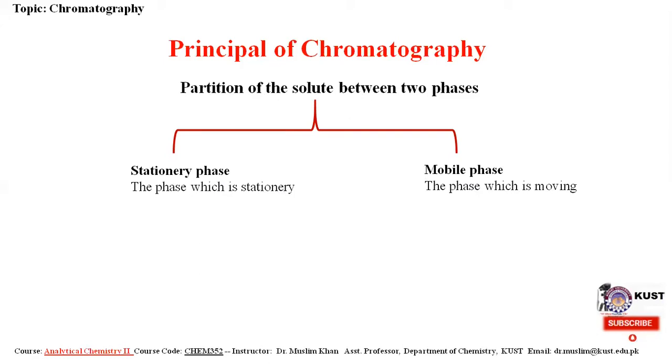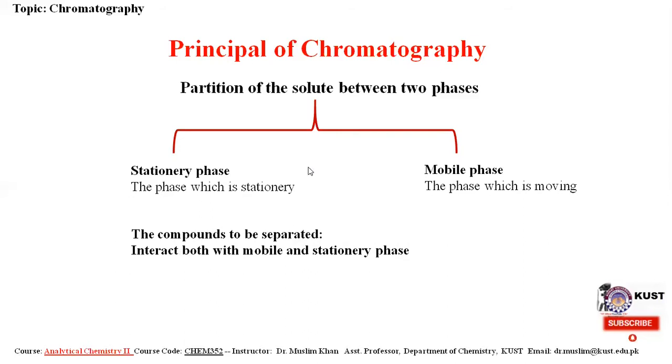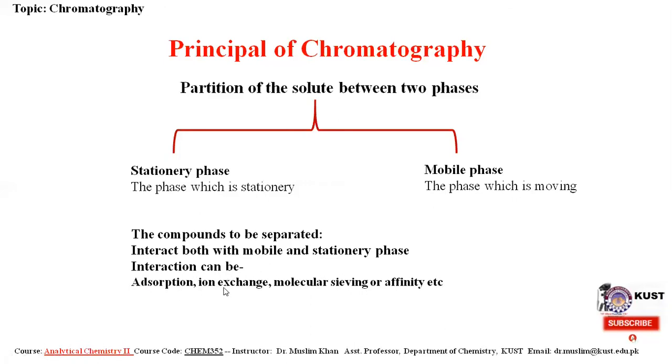So the mobile phase refers to the mixture of substances to be separated, dissolved in a liquid or a gaseous phase. That liquid or gaseous phase is known as the mobile phase, which is passing through the stationary phase. The stationary phase is a porous solid matrix through which the sample contained in the mobile phase percolates. So interaction is developed between the different components of the mixture, the mobile phase and the stationary phase. This interaction can be a physical interaction, either adsorption, ion exchange, molecular sieving, or affinity, etc.